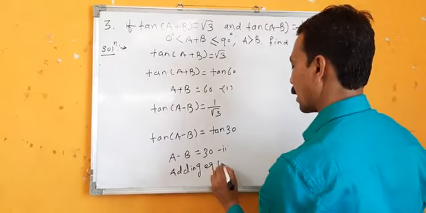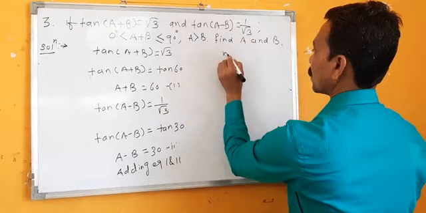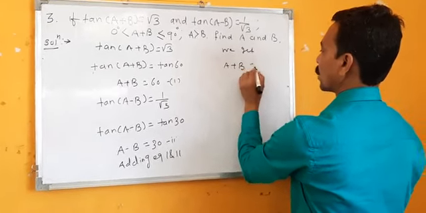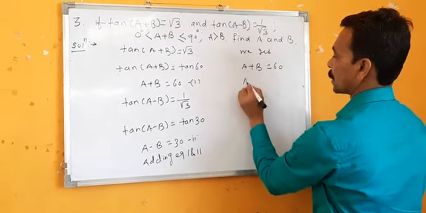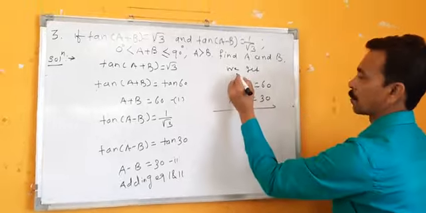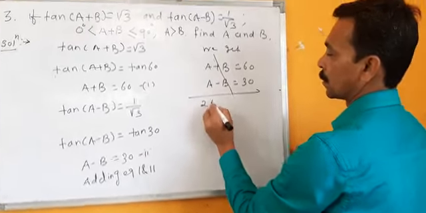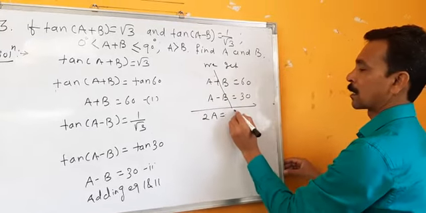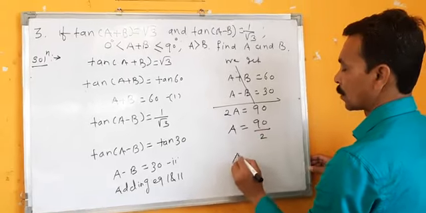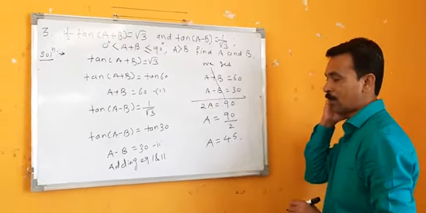Adding equation 1 and 2, we get. Write equations 1 and 2, one below the other. A plus b is equal to 60, and this is a minus b is equal to 30. Plus b and minus b get cancelled. Add this: a plus a, 2a. 60 plus 30, 90. A is equal to 90 upon 2. A is equal to 45. We have got the value of a.